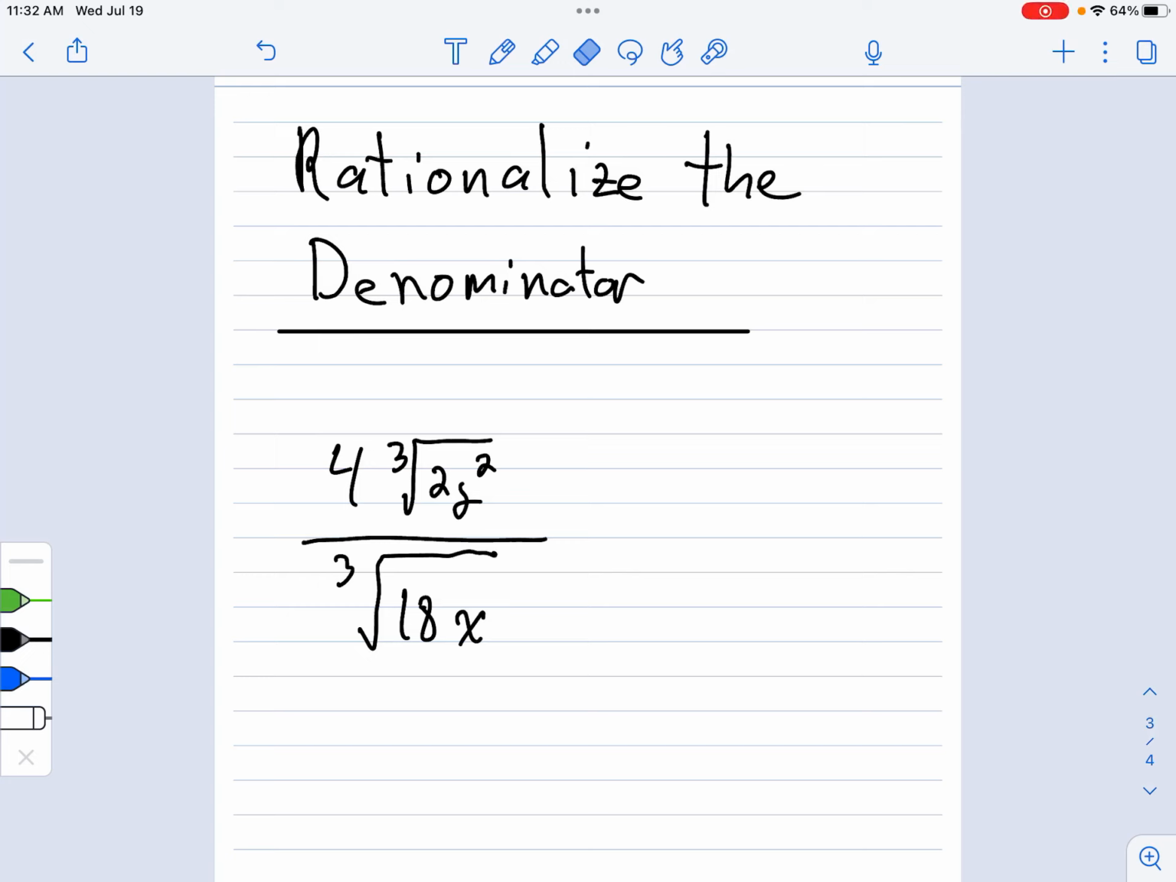All right, this is the second video in a series about rationalizing denominators. So today we're going over rationalizing a cube root. But the technique that I'm going to show you not only works with a cube root, but a fourth root, fifth root, even a square root.